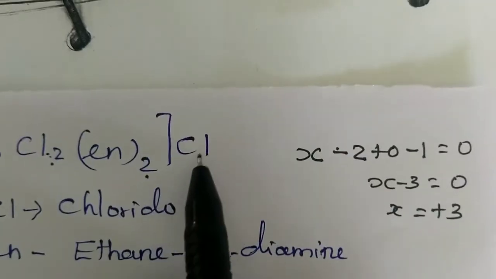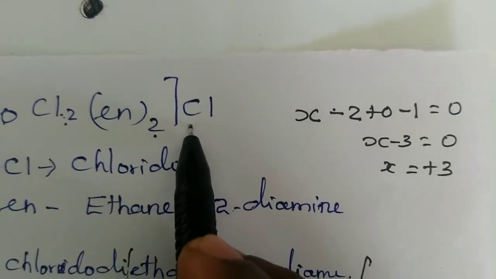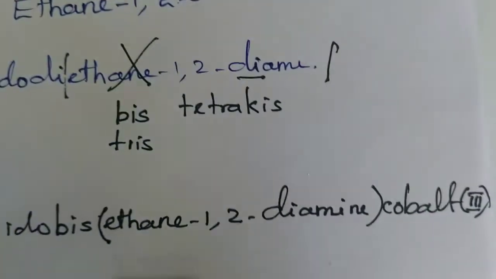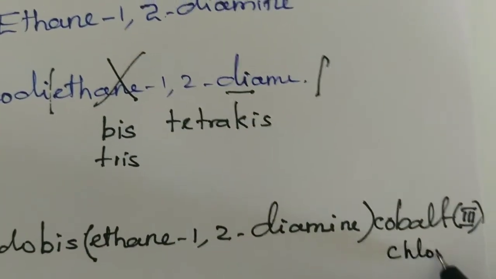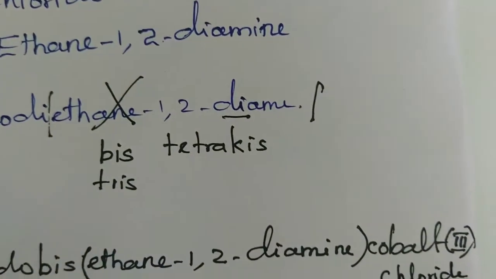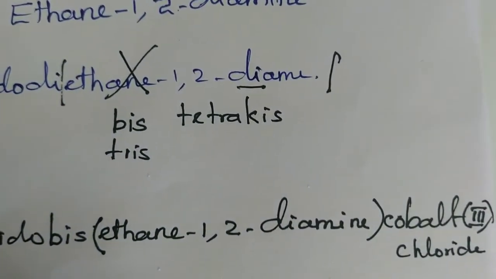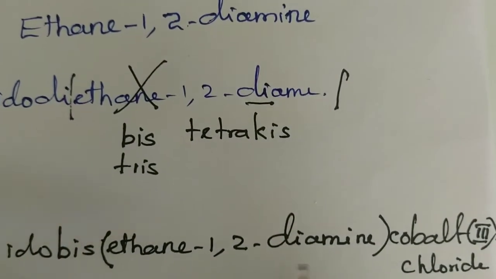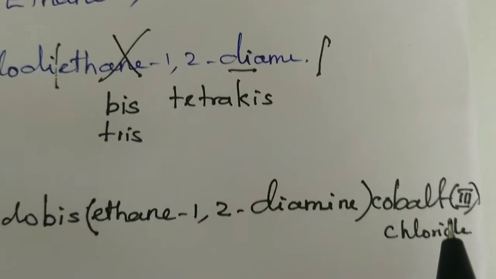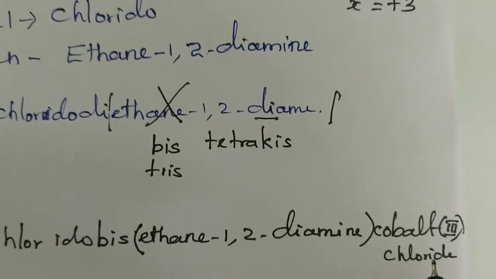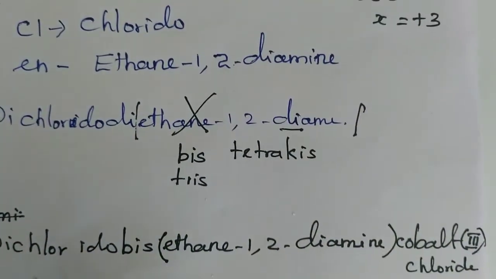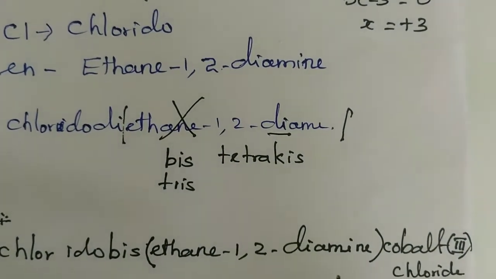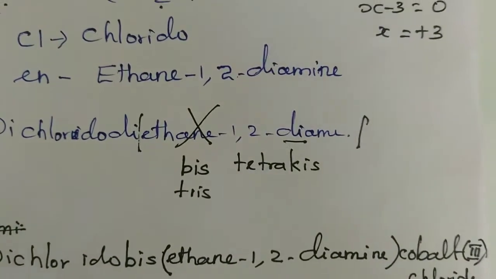Now we have to write the name of this Cl. When it comes as a counterpart, its name is chloride. So dichlorido bis(ethane-1,2-diamine) cobalt(III) chloride.